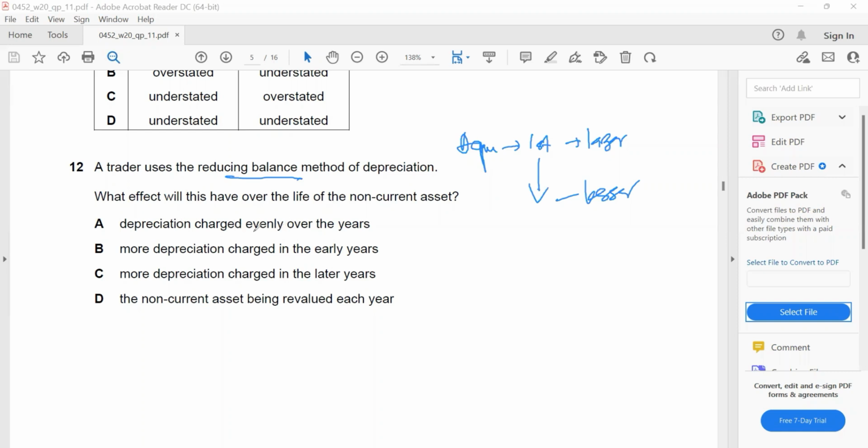Depreciation charge even, this is a straight line method. Okay, this is straight line method. More depreciation charge, this one should be less depreciation charge. More depreciation charge in the, sorry, this one is talking about early year. This is early year, this is later year. More depreciation charge in the early year, this is the one correct. More depreciation charge in the later, this should be lesser. The non-current asset being revalued is the revaluation method. So the answer should be B. Okay, now let's move on.